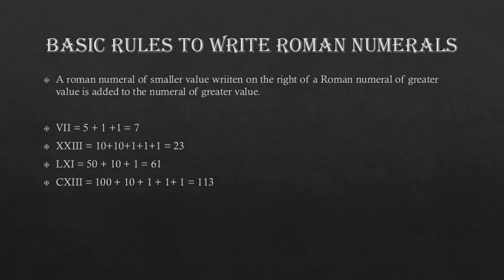The first example, can you all see VII, right? Now children, V stands for 5 and I stands for 1, and here double I is given. That is the reason the teacher has written 1 plus 1.